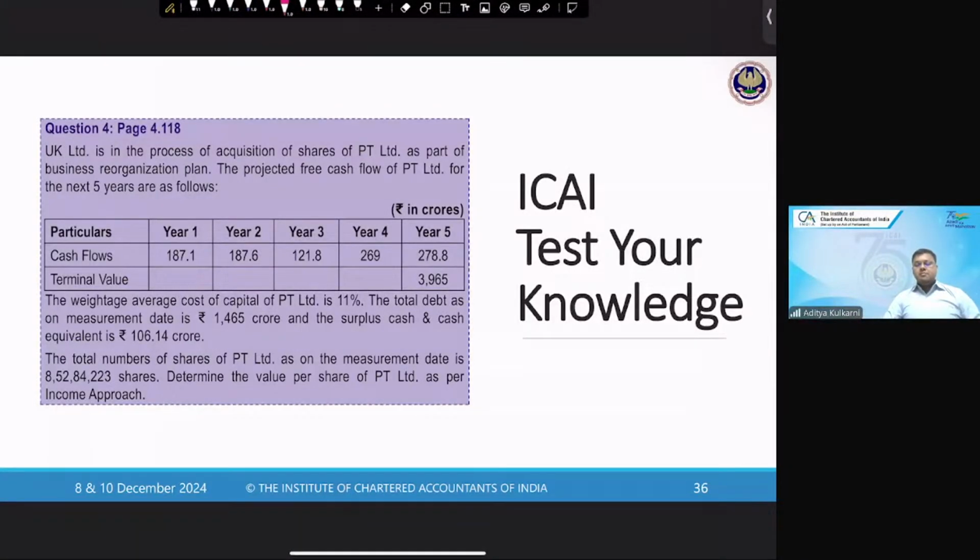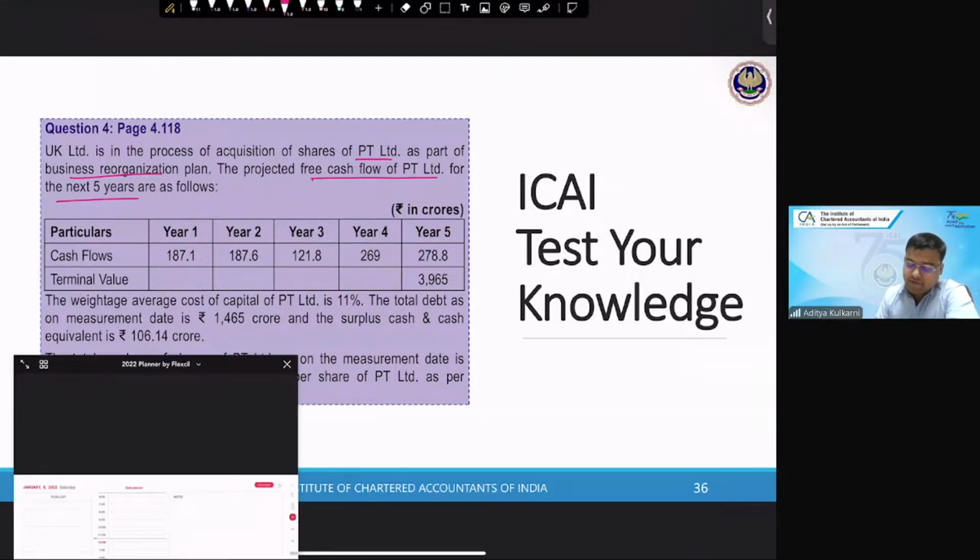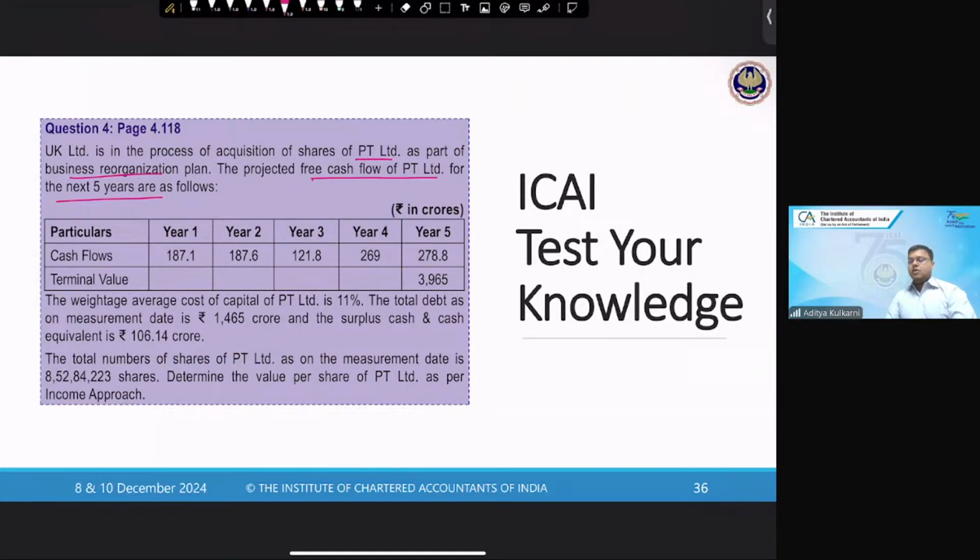UK Limited is in the process of acquisition of shares of PT Limited as a part of a business reorganization plan. The projected free cash flow of PT Limited for the next 5 years are as follows. Okay, so you are having the cash flows. Now, the weighted average cost of capital is 11%. The total debt as on measurement date is 1,465 crores. Surplus cash and cash equivalent is 106.14 crores. Total number of shares of PT Limited is 8.53 crores. Determine the value per share of PT Limited as per income approach.